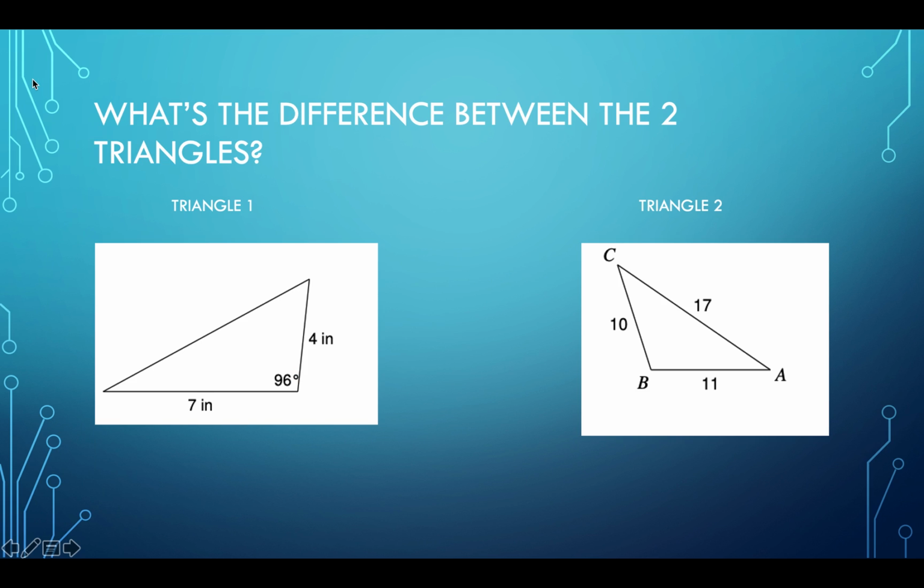A couple days ago, or last week in class, we did area of a normal triangle, and then I had you guys doing the area using Heron's formula. Who can tell me what the difference between triangle 1 and triangle 2 is?